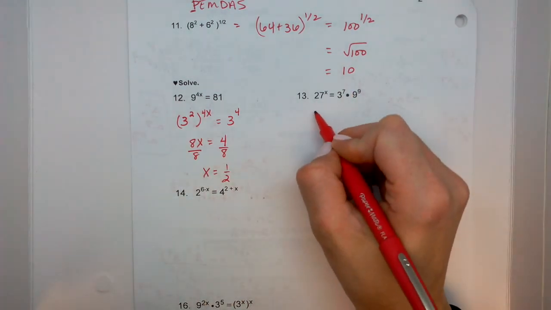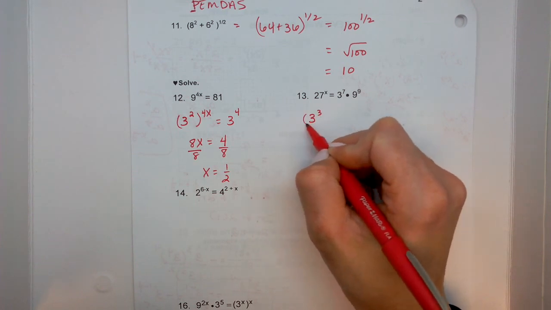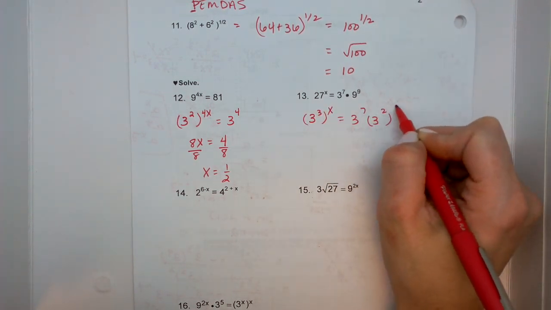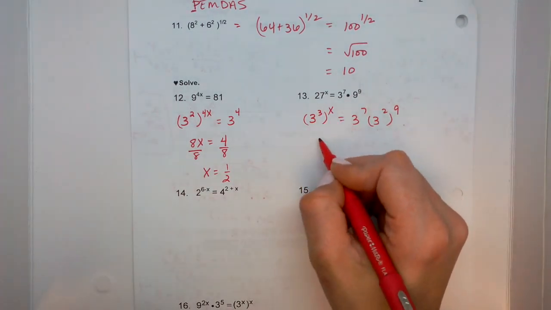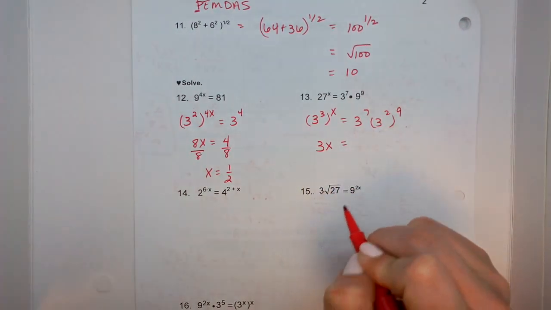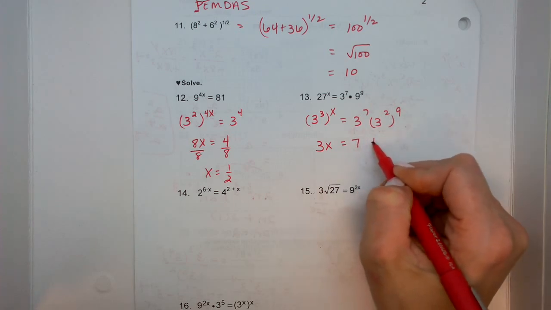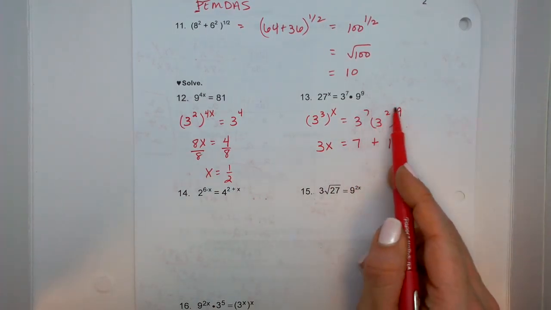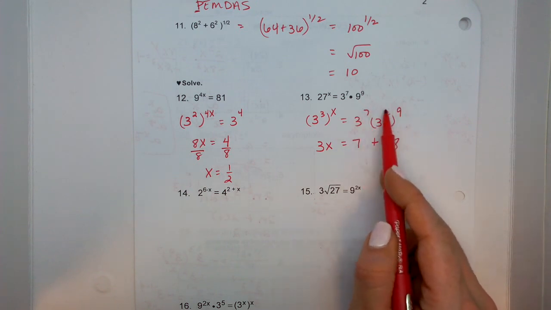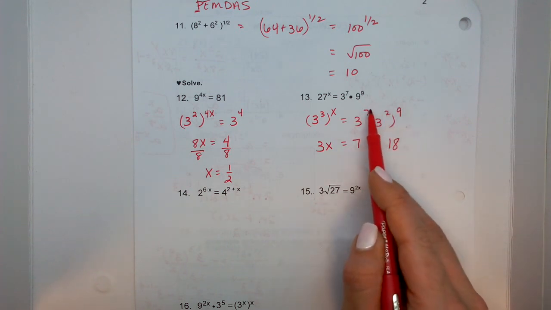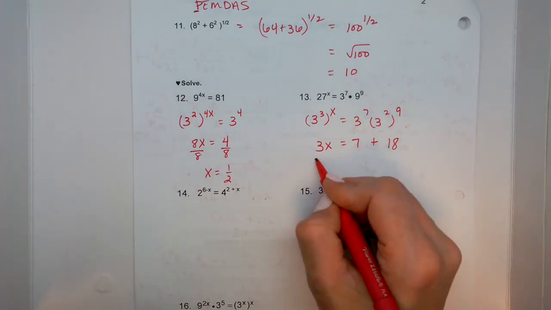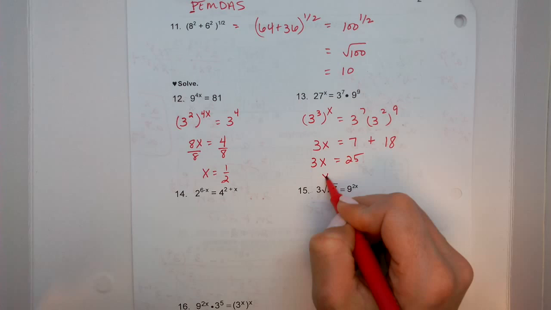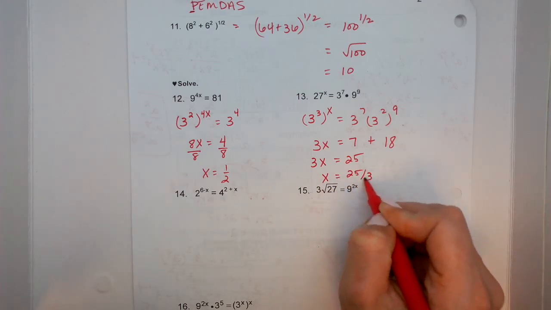Okay, same thing here. 27 is 3 cubed. 9 is 3 squared. Okay, so I multiply here and I have 3x for my exponent. Here I'd have 7 plus 18. Okay, remember you have the same base, so you want to add the exponents. Well, here we multiplied 2 times 9 to get 18, so I have 7 plus 18. So that's 3x equals 25. Divide by 3.